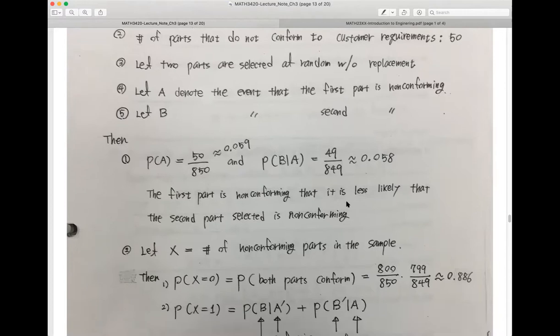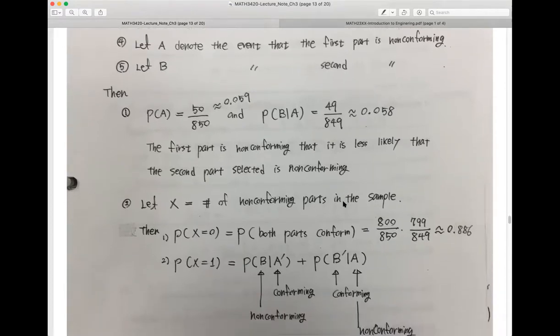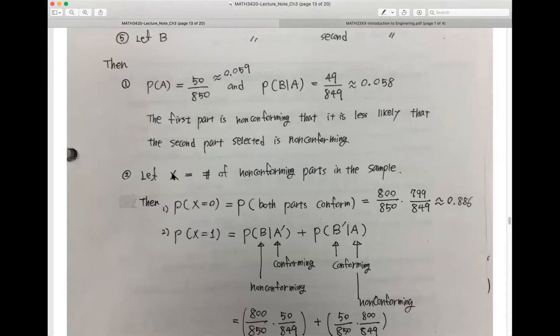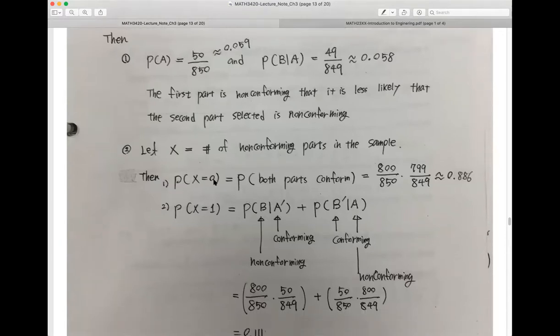So what's x? In a hypergeometric distribution, x is the number of non-conforming parts in the sample in this example. So probability x equals 0 is the probability that both parts conform: 800 over 850 times 799 over 849. It makes sense, right? But why do the denominators change? Because we don't put the first part we selected back when we select the second one. So for P of x equals 1, we consider two cases.